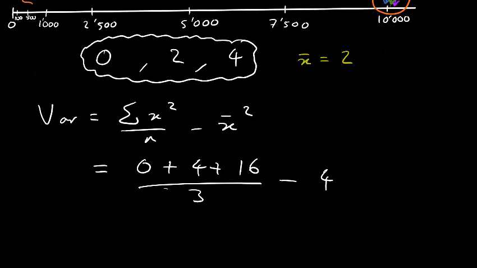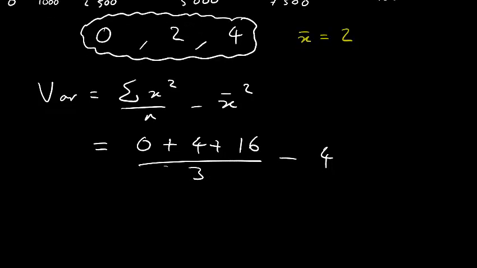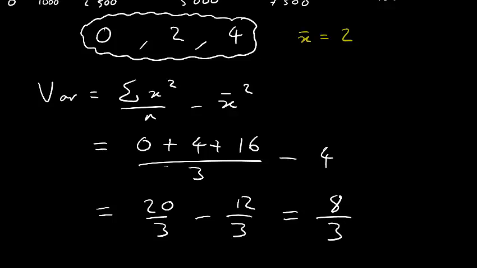I haven't had to pick up a calculator once yet, just to point that out. So 0 plus 4 plus 16 is 20 over 3. Then I'm going to take away 4, but I'm using fractions, so I need to convert this 4 into something over 3. That's 12 over 3. 20 minus 12 is 8, still over 3. So 8 over 3 works out to be 2 and 2/3. I haven't had to pick up a single calculator because the numbers are so much easier to work with.